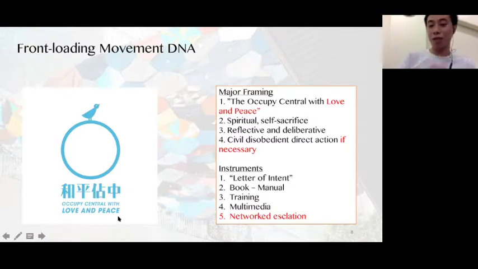The reason for advocating love and peace is because they want to. By the way, I would like to thank Movement Net for the graph that we saw here.